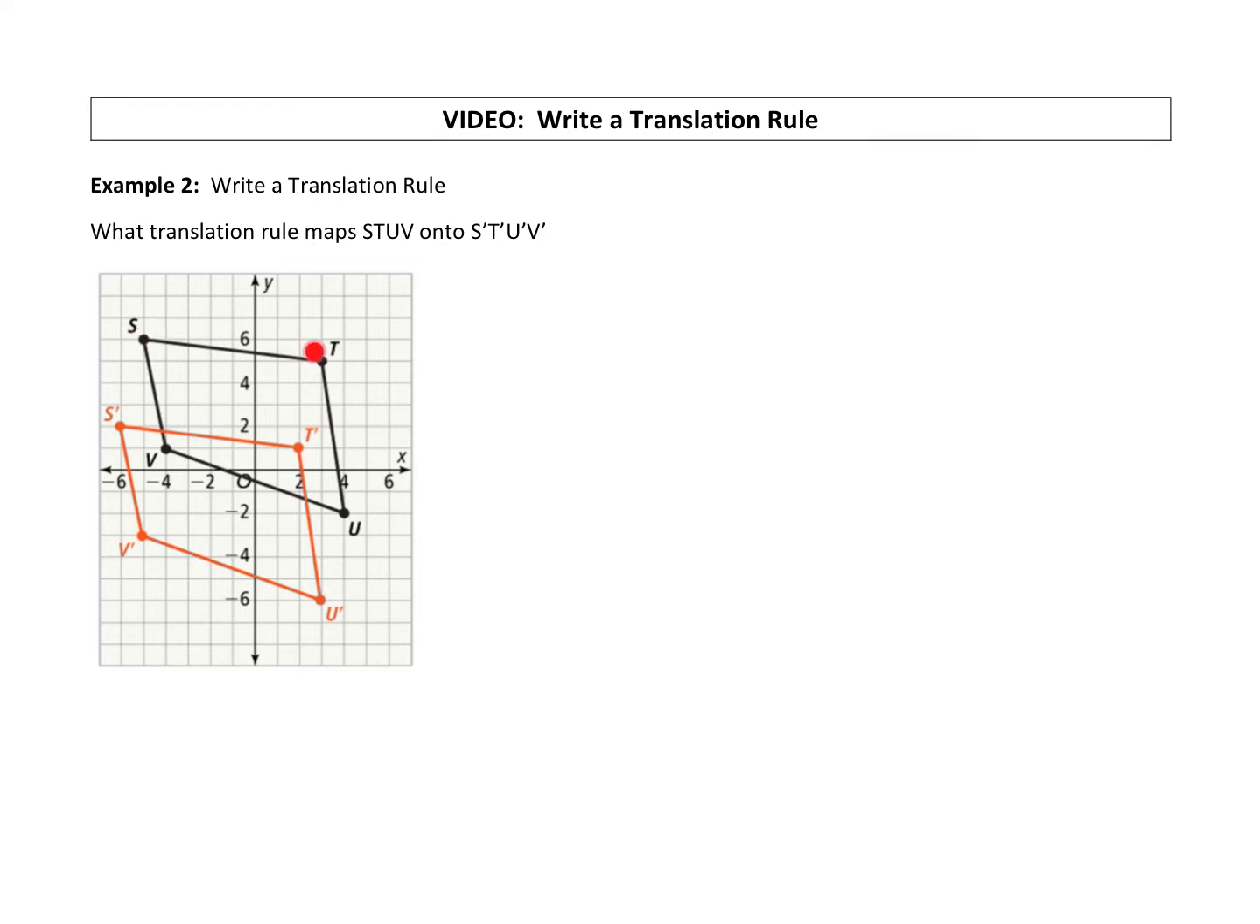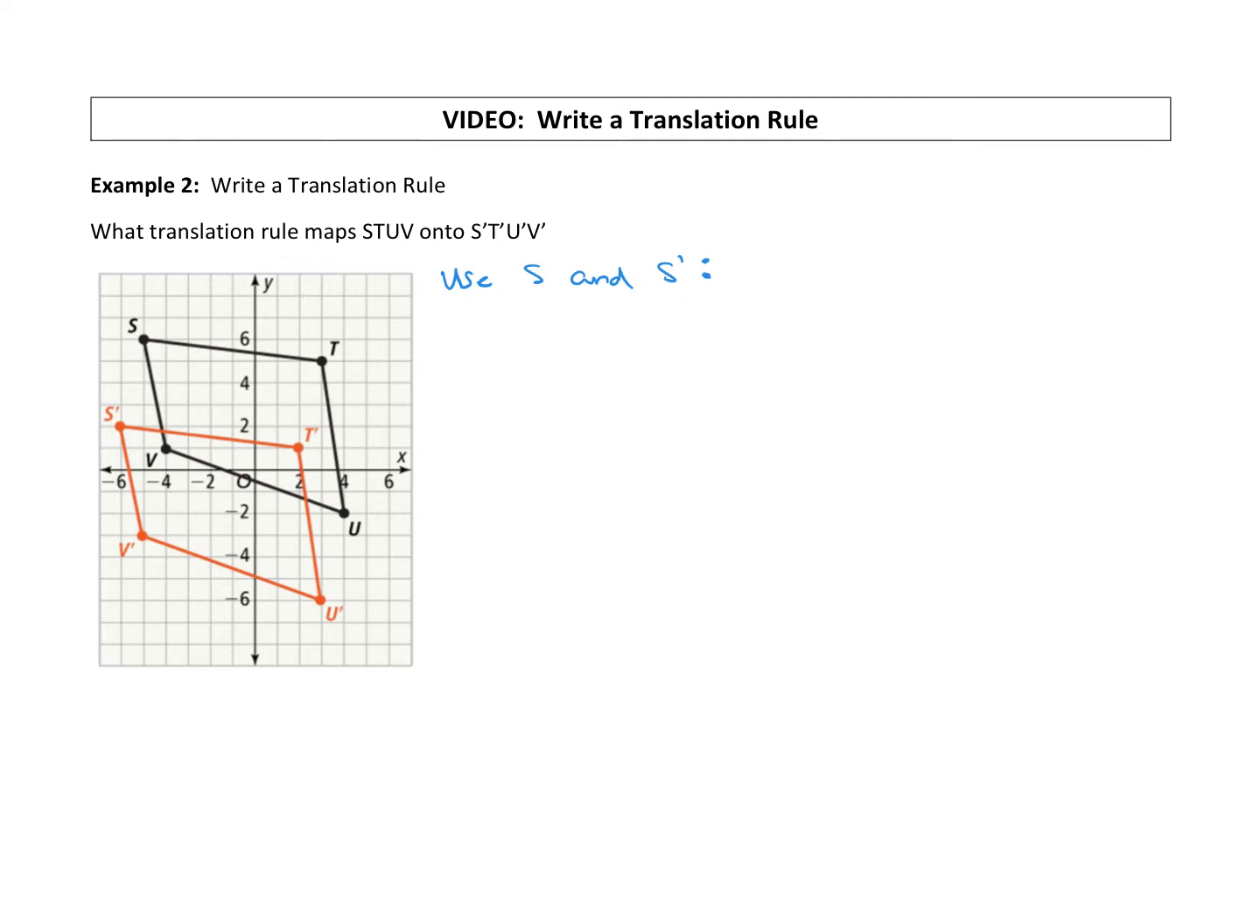So we have quadrilateral STUV. We can see that the image, that's the pre-image, the image S prime, T prime, U prime, and V prime, has moved following some translation rule that we are going to come up with right now. So in order to do that, what we want is to just focus on one pair of corresponding points. So we could use S and S prime, T and T prime, V, whichever ones we want. I'm just going to go ahead and pick, let's use S and S prime to find our translation rule.